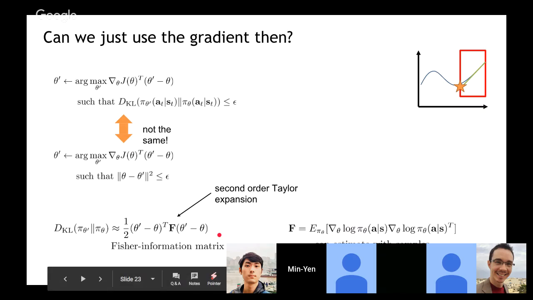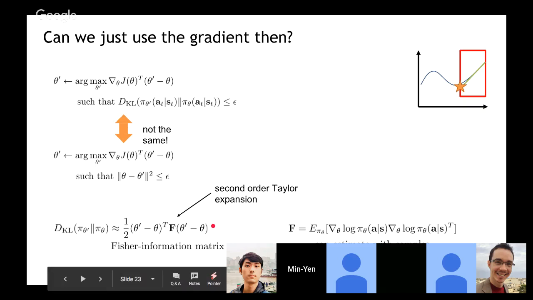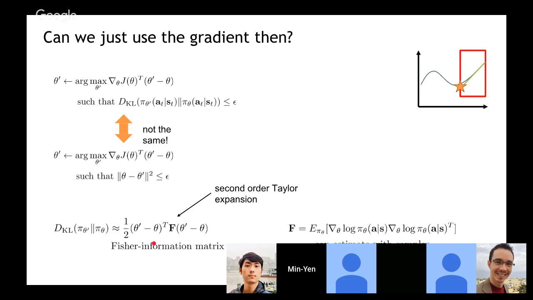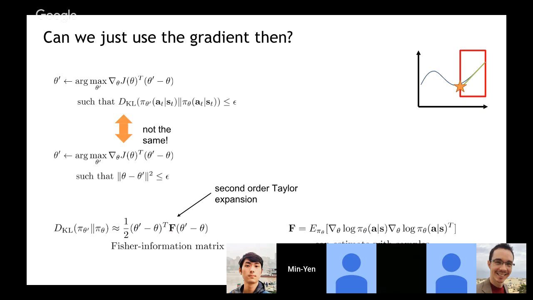So in the previous slide, the formula for a KL divergence is the expectation of the log of the first probability distribution over the second probability distribution. From there, he said we can do a second order approximation because our constraint is quadratic in theta space. Here we can take a second order term from the Taylor expansion and use this Fisher information matrix to scale our theta changes. So anybody want to say something about this?